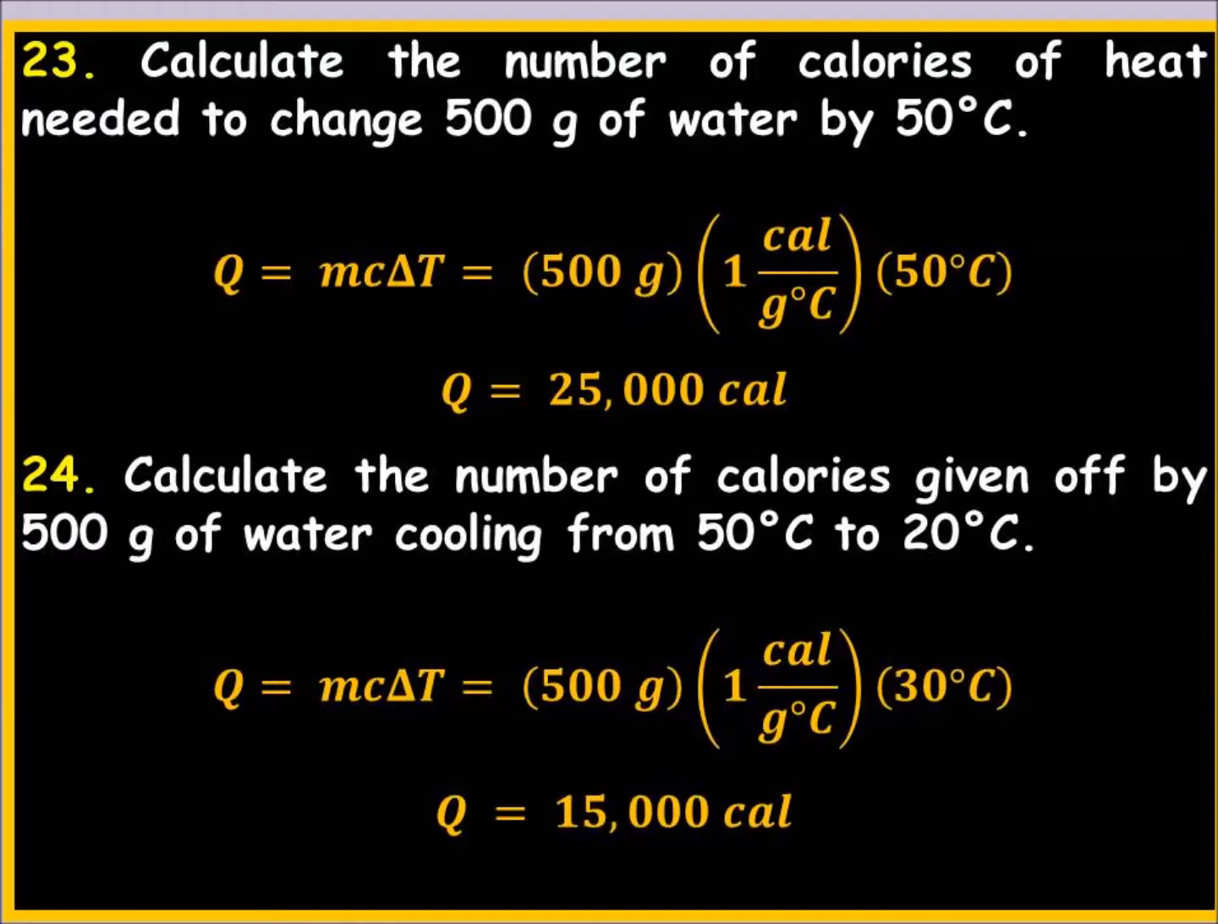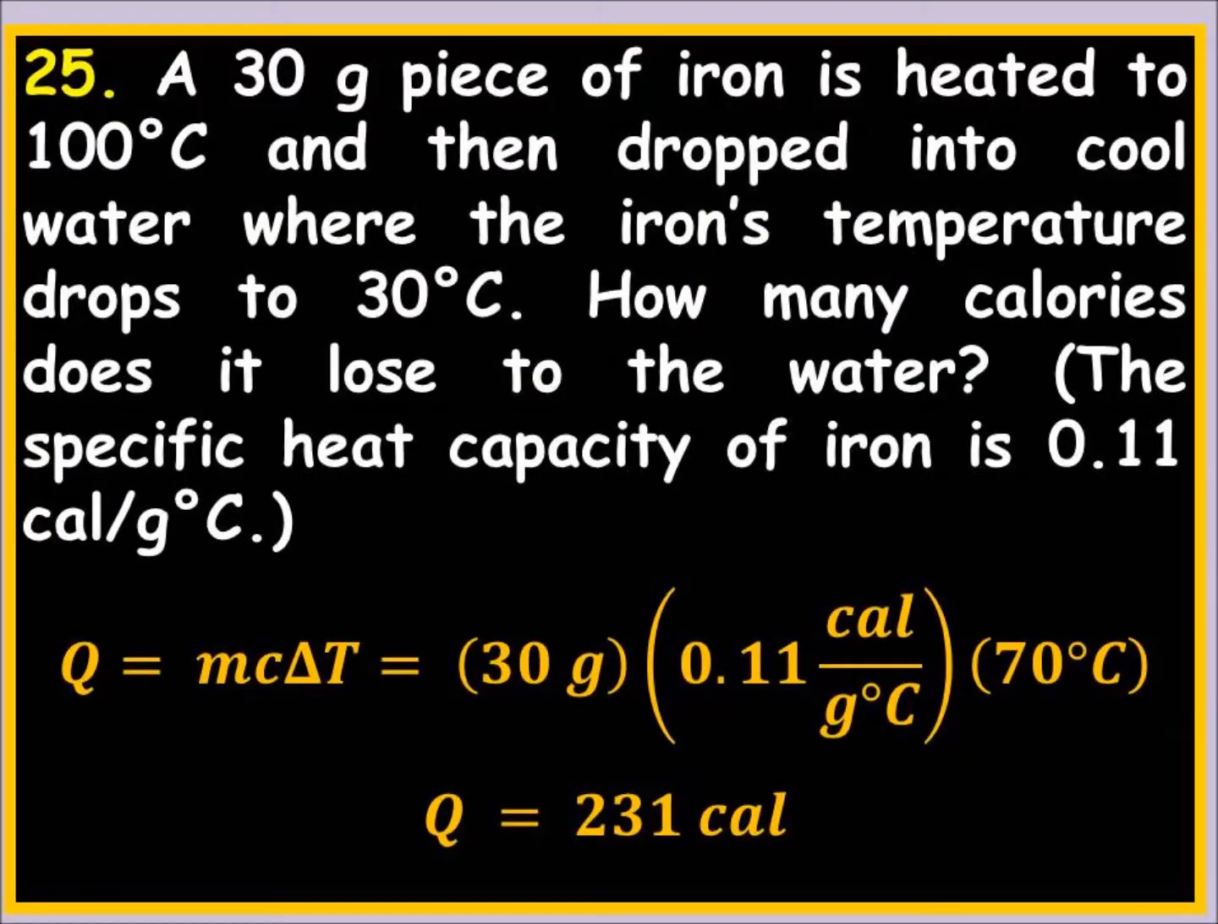Okay, next problem. A 30-gram piece of iron is heated to 100 degrees Celsius and then dropped into cool water where the iron's temperature drops to 30 degrees Celsius. How many calories does it lose to the water? The specific heat capacity of iron is 0.11 calories per gram degree Celsius. Well, the temperature change is 70 degrees, so it'll be 70 degrees times the mass of 30 times 0.11, and that's going to come out to 231 calories.